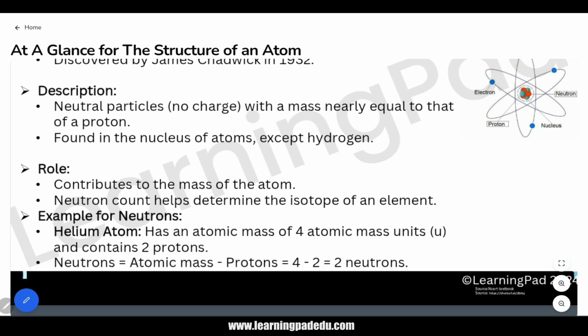Example of neutrons here: helium atom has an atomic mass of 4 AMU, that is atomic mass unit. Here it contains 2 protons. Then how many neutrons can we calculate? Neutrons equals atomic mass minus protons. What is atomic mass? 4. Minus 2 protons equals 2 neutrons. So helium atom has 2 protons and 2 neutrons.